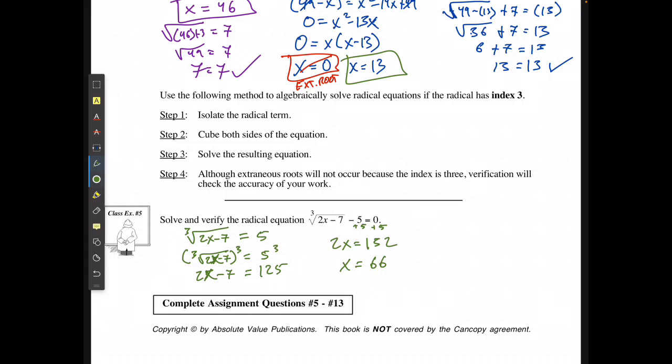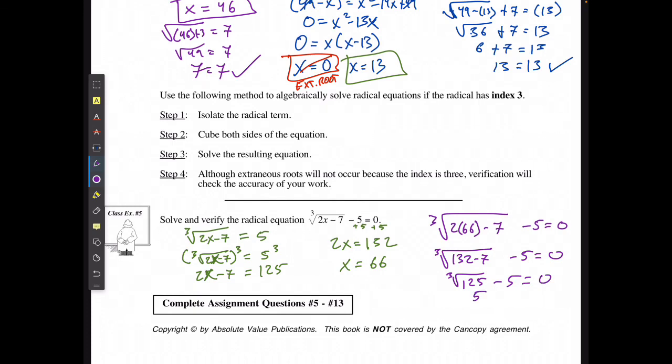Well, now we need to actually verify that this works. So I'm going to take the cube root of 2 times 66 minus 7 minus 5 is equal to 0. The cube root of 132 minus 7 minus 5 is equal to 0. Cube root of 125 minus 5 is equal to 0. 5 minus 5 is equal to 0. 0 is equal to 0. And it does work. And that is, in fact, my solution.